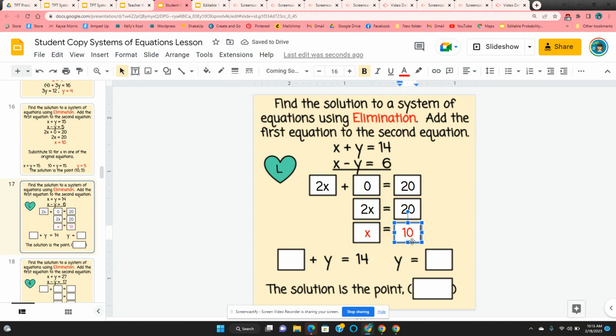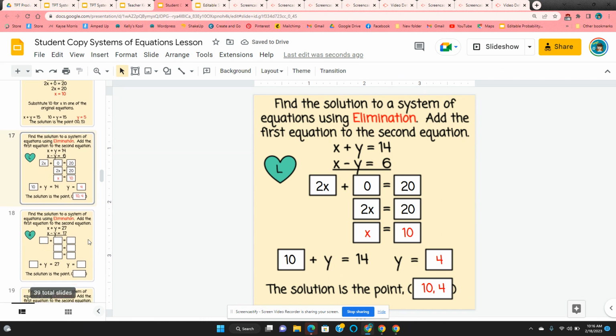Now they're going to take the solution of x equals 10 and they can plug it into either equation, it doesn't matter. In this case, we're going to use the first equation. So we know that x equals 10. We're going to solve by subtracting 10 from both sides. That gives you y equals 4. So the solution is the point, the x coordinate first, (10, 4).